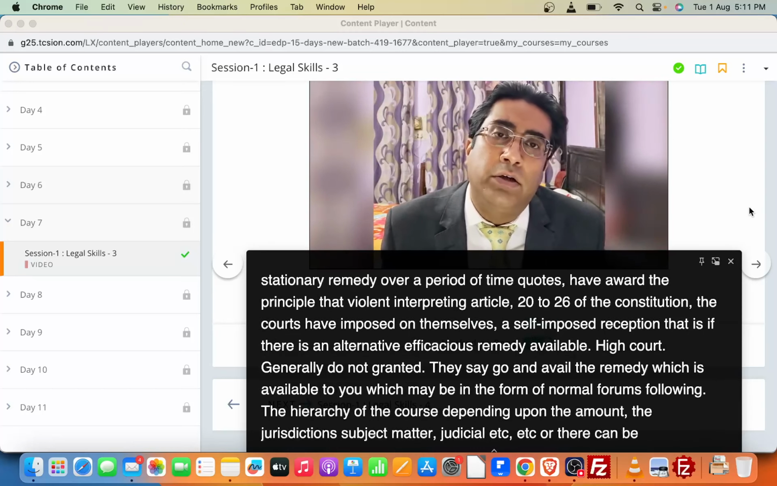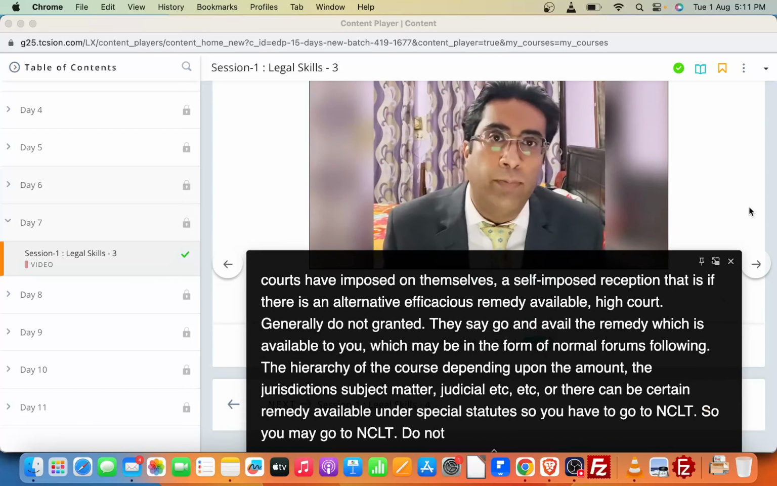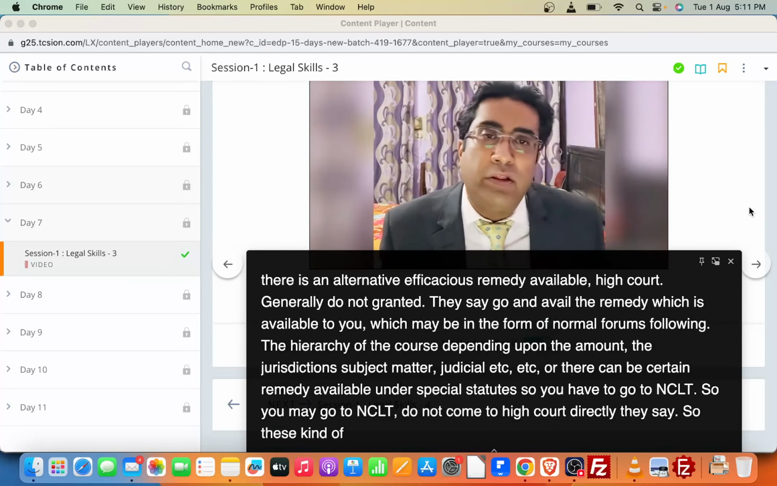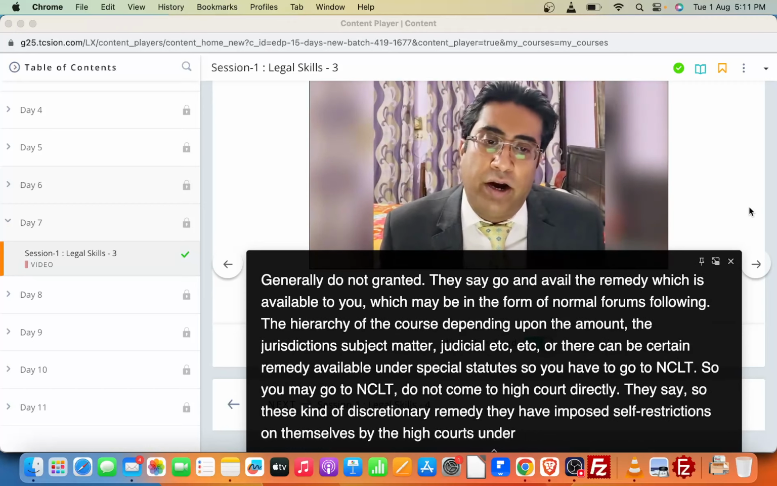Or there can be certain remedy available under special statutes, so you have to go to NCLT. So you may go to NCLT, do not come to High Court directly, they say. So these kinds of discretionary remedy, they have imposed self-restrictions on themselves by the High Courts under Article 226.